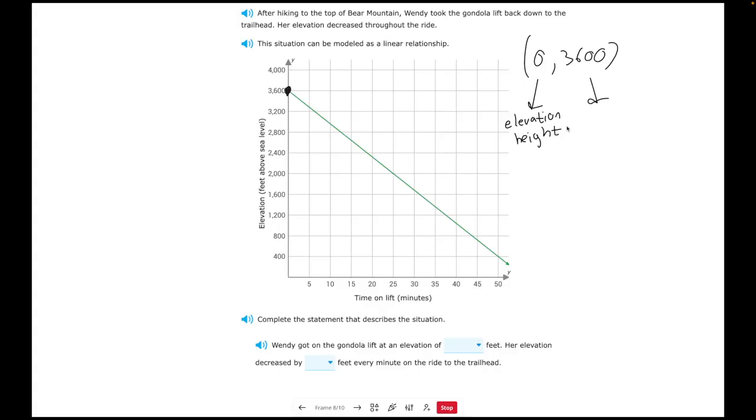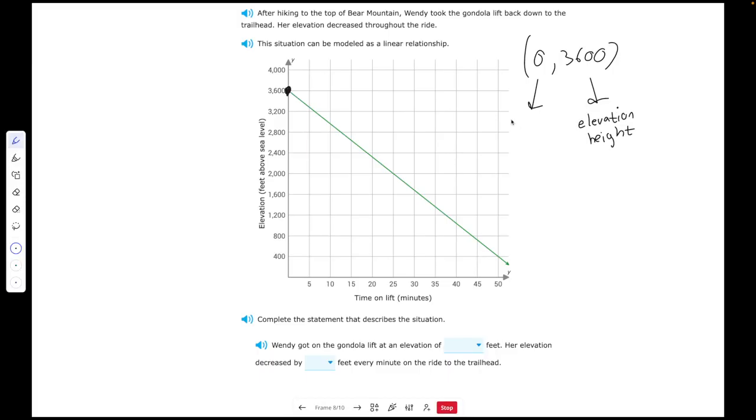Okay, and that should be 1 over, right? Let me fix this. Okay, so the 3,600 is her elevation, her height, and the 0 is how much time she's been on the lift. So time on lift. So that means that, right, she hiked to the top of this mountain, right? That's what they told us, hiking to the top of Bear Mountain. And now she's taking the lift down.